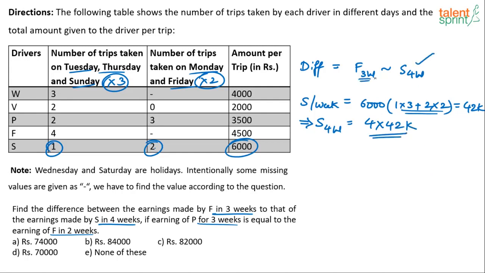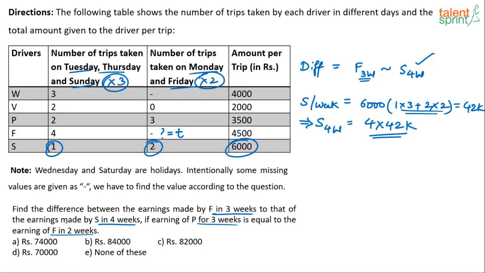Now we have to find out what F in 3 weeks is. The final answer is the difference. We have found S in 4 weeks. Now we need to find F in 3 weeks. For us to find F in 3 weeks, we should know what this value is. Let's assume this missing value is T, the number of trips made by F on Monday and Friday. But that is not known to us.